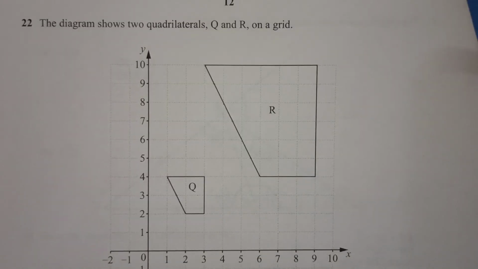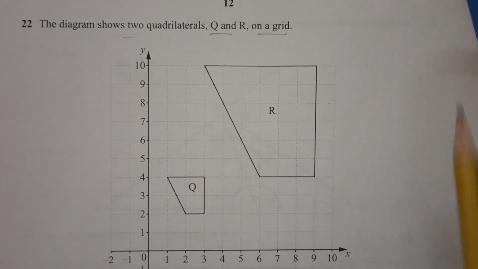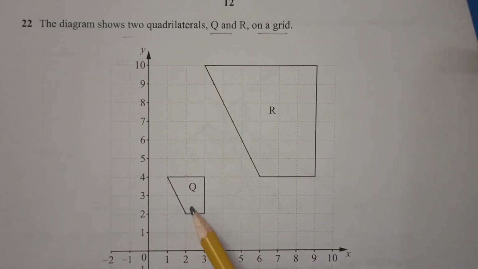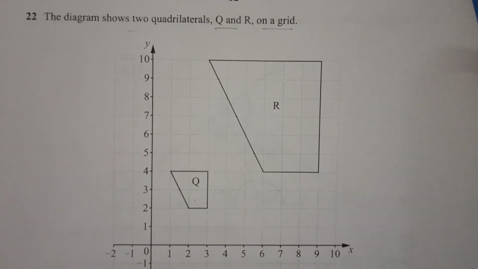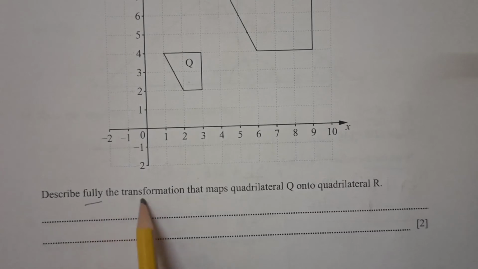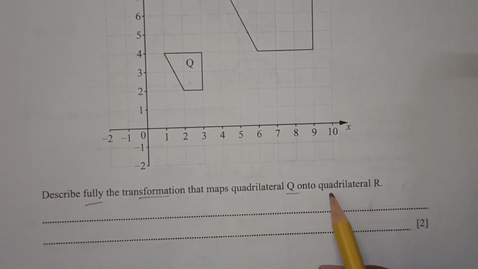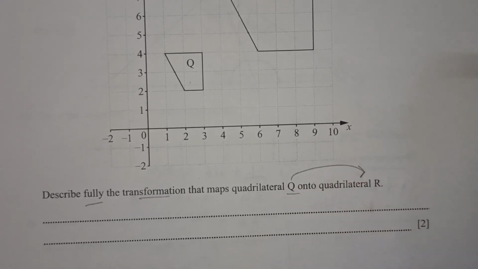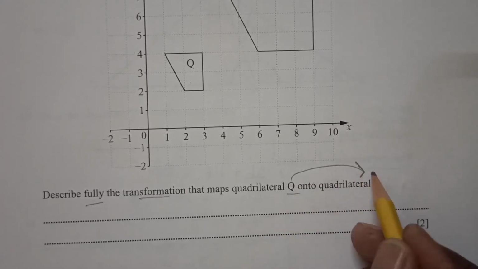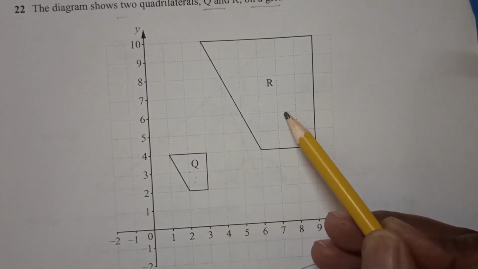Question number 22. The diagram shows two quadrilaterals Q and R on a grid. So you can see this is Q here, this is R here, right? Describe fully the transformation that maps quadrilateral Q onto quadrilateral R. So Q onto R. Remember this, it's Q onto R. So we are moving from Q to R.